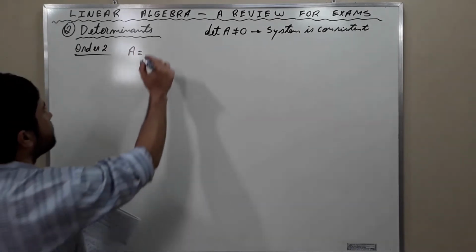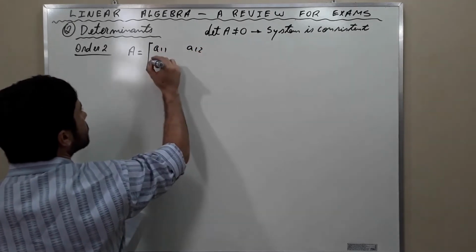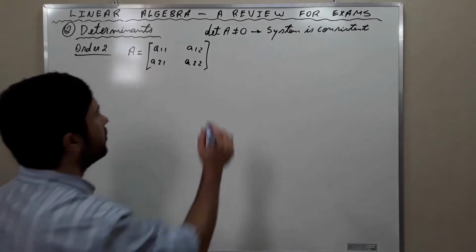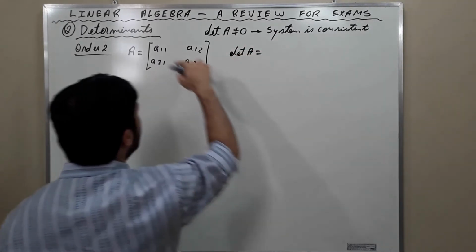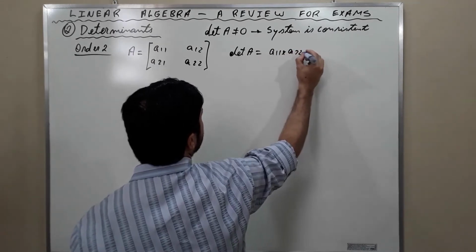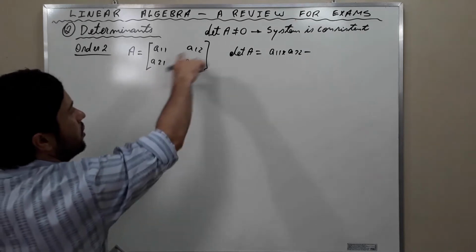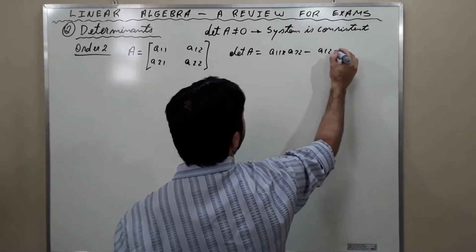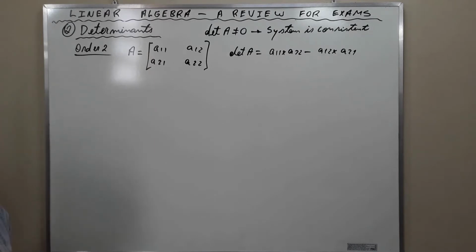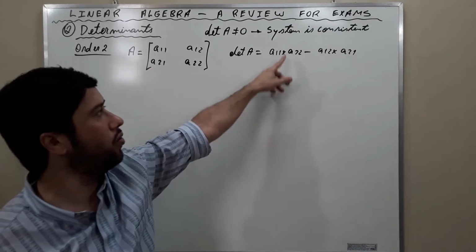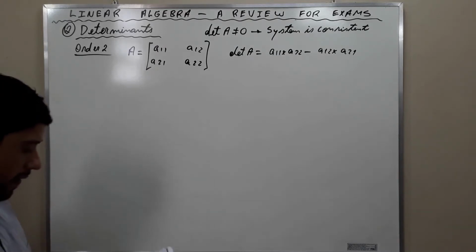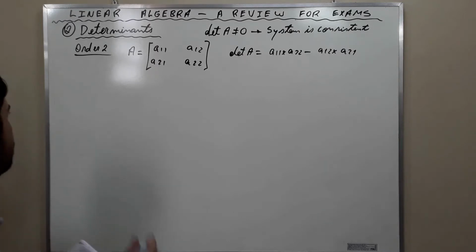Let A be the matrix, okay? The determinant of such a matrix is going to be the multiplication of these elements minus the multiplication of these elements. Okay? This is the determinant of a matrix of order 2. If this is non-zero, then you know that the system that this matrix represents is consistent. It has a solution.